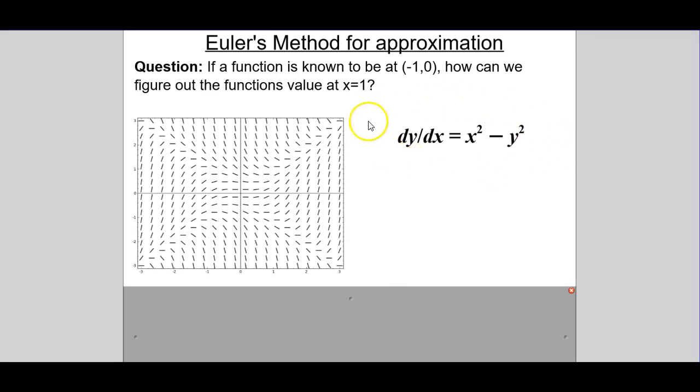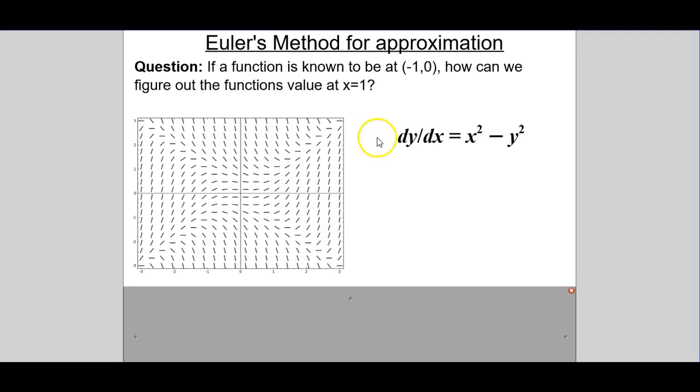The differential equation that I've given here is dy/dx equals x squared minus y squared. Now, here's the issue. Traditionally, if we want to find the function's value at 1, we have to find what the function actually is. And if we're given a differential, we would want to separate variables and take the integral of both sides, finding the function, and then we simply plug 1 in.